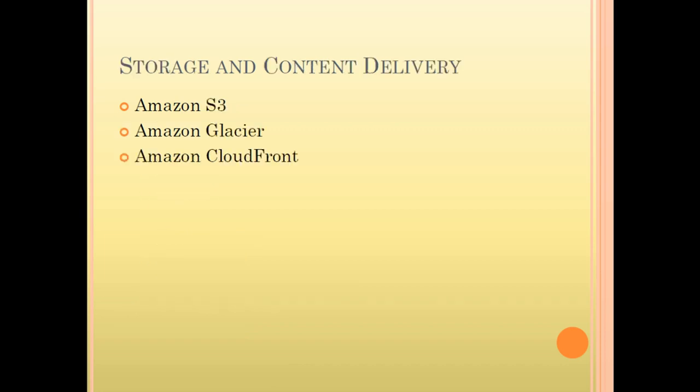So the next category is storage and content delivery. It includes the very famous and popular storage service called S3, where you can store your images, code, and you can even host your static website using Amazon S3. Amazon Glacier is a recent service which has been introduced by AWS. It is used for archival. Whatever you want to keep as an archive, you can use Glacier storage because Glacier is very economical as compared to S3.